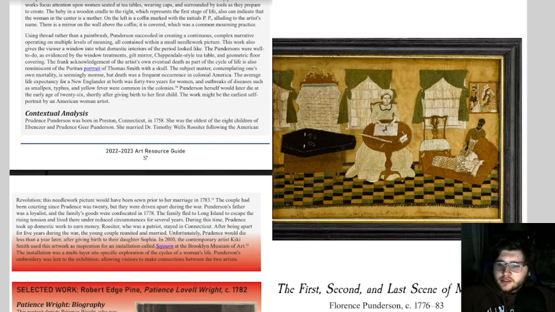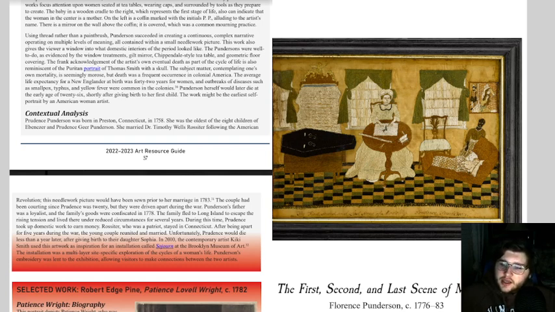Punderson's father was a loyalist, and the family's goods were confiscated in 1778. The family fled to Long Island to escape the rising tension and lived under reduced circumstances for several years. During this time, Prudence took up domestic work to earn money. Rossiter, who was a patriot, stayed in Connecticut. After being apart for less than 5 years during the war, the young couple reunited and married. Unfortunately, Prudence would die less than a year later after giving birth to their daughter Sophia.